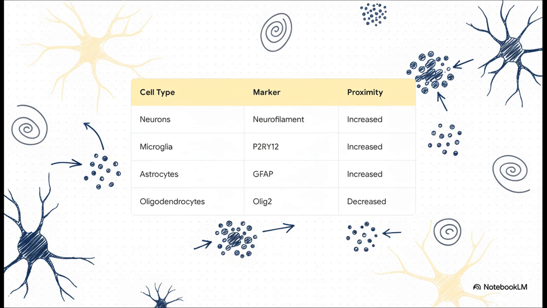So to identify the cellular components of these hotspots, the team co-stained the tissue with markers for specific cell types. The analysis showed an increased probability of finding these disease-specific aggregates localized in close proximity to neurons, microglia, and astrocytes, but conversely, there was a low probability of finding them near the nuclei of oligodendrocytes.